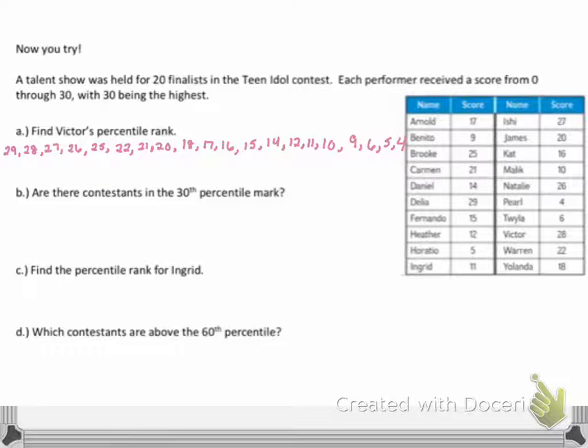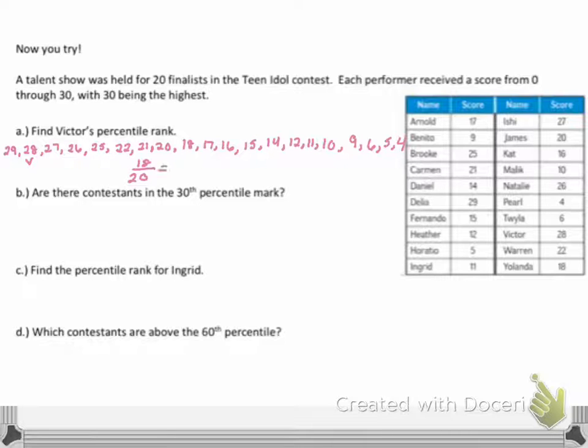4. Okay. So then I'm going to see, well, Victor scored a 28. So I'm going to put a V underneath 28 because that just tells me there's Victor. And I'm going to count how many people he scored more than. In doing so, I've got 1, 2, 3, 4, 5, 6, 7, 8, 9, 10, 11, 12, 13, 14, 15, 16, 17, 18. So he scored better than 18 people out of 20.